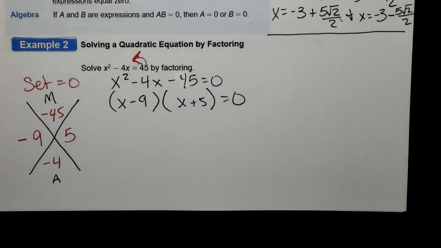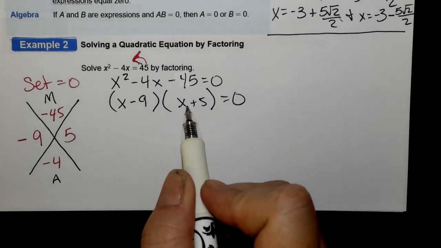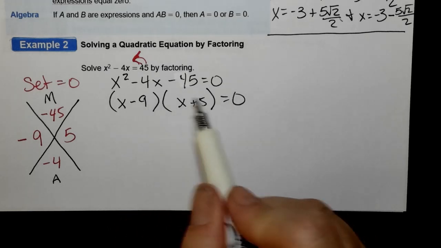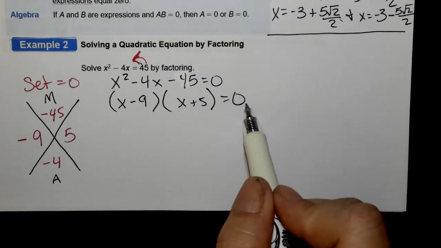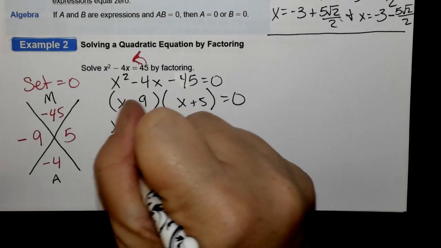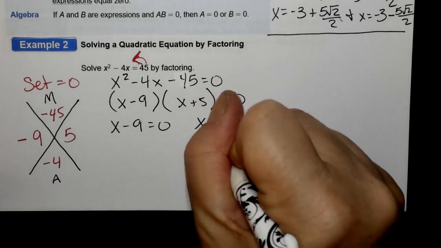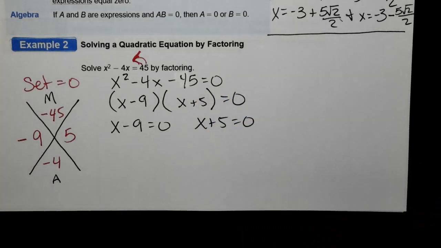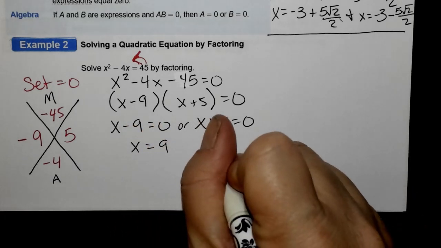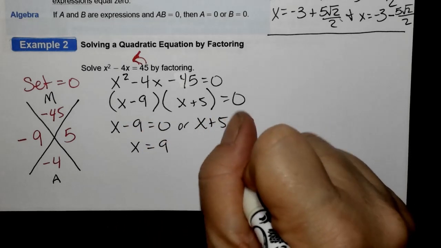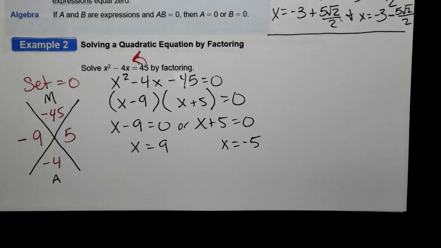Once I have it to this point, I'm going to set each factor equal to 0. Why? Because in order for this to equal 0, one of these had to be 0, because any number times 0 gives you 0. So we're going to set each one equal to 0 and we're going to solve. So we add 9 to both sides, we get x equals 9. And we subtract 5 from both sides, we get x equals -5. So your solutions are x equals -5 and x equals 9.